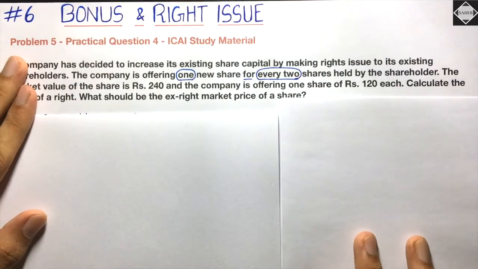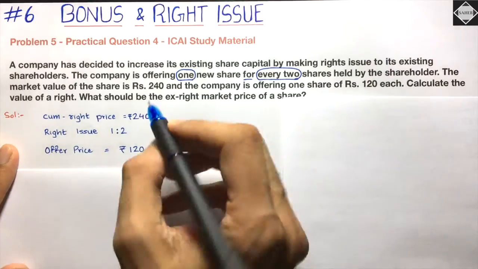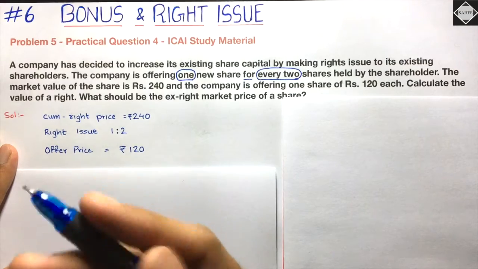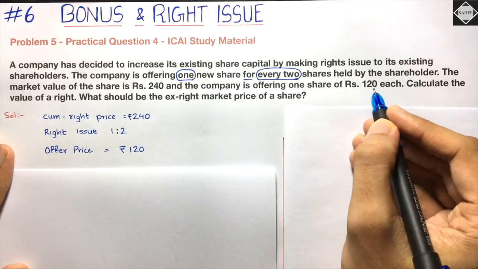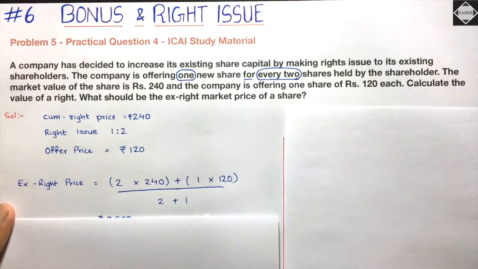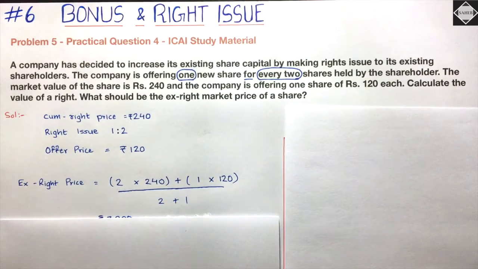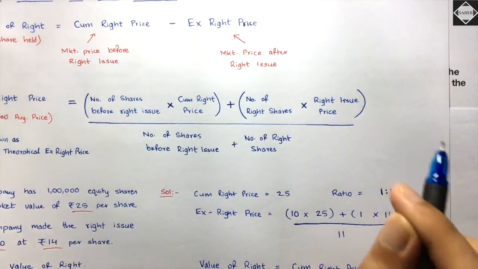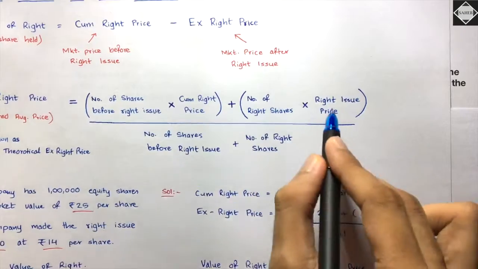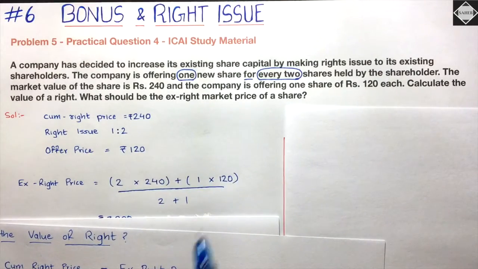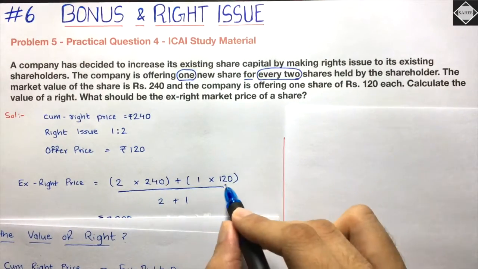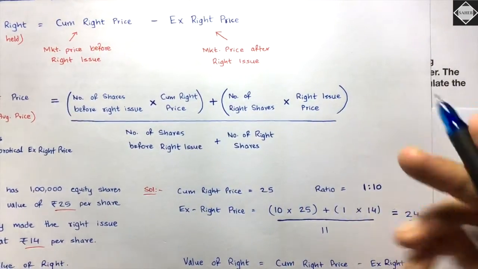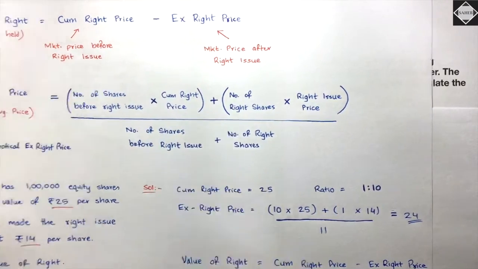Fine. So see here, it's really simple. Cum right price is 240. Right issue is 1:2, the ratio. Offer price or subscription price, issue price is how much? 120, right? So X right price calculation, the same thing you saw in the formula. It was expanded. It looks a bit messy, but it's really simple. You just have to apply the shortcut. Just take cum right price, right issue price. 240, 120. 240 is cum right price, 120 is what? Issue price. Yeah, issue price means right issue price, subscription price. It's the same thing. And then what will you multiply? You will multiply with the ratio.